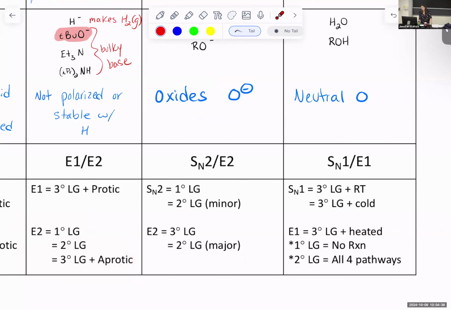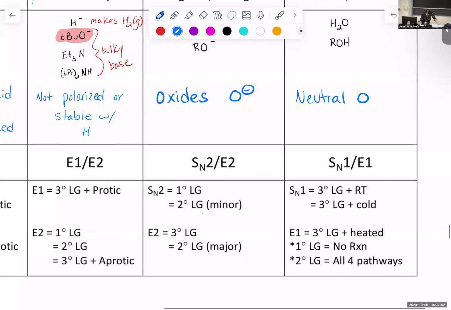If you are a strong nucleophile, strong base, then again, we're looking at our substrate to be our defining factor because primary favors SN2, tertiary favors E2, and then for secondary, we need to look at the temperature. So if I'm cold, then I'm going to be favoring SN2. If I'm room temp or hot, then I'm going to favor E2.